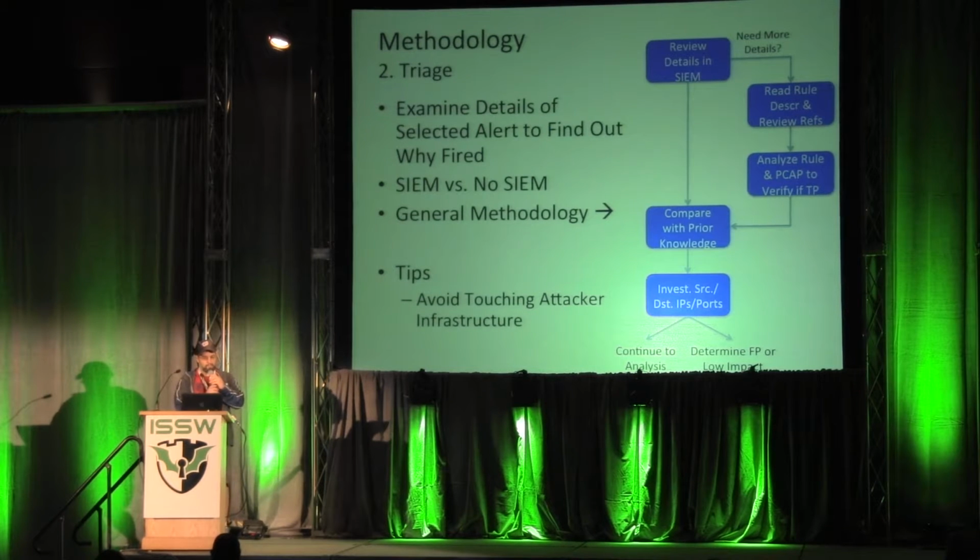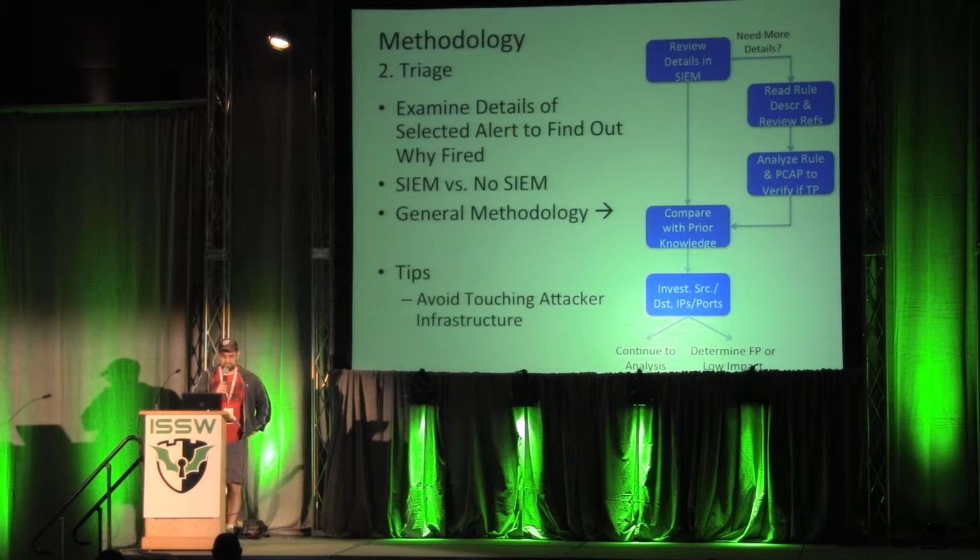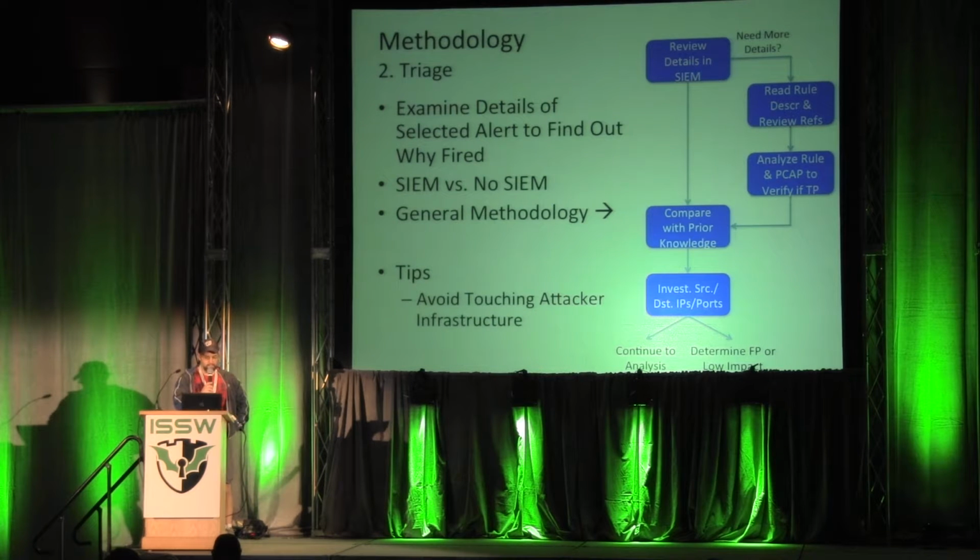So the second step is triage, and so just kind of flow charting this out. This is where you're going to look at the details of those alerts that are left and find out why it fired. So the general methodology here, if you have a SIEM, most people will see this alert start in the SIEM. But usually the SIEM doesn't have enough information there for you to look at it or to determine if it's relevant or not.